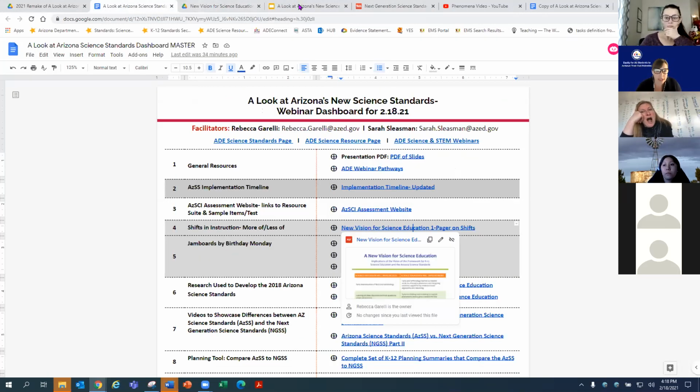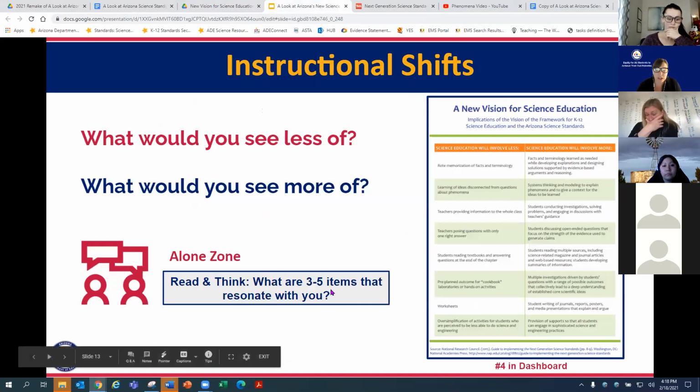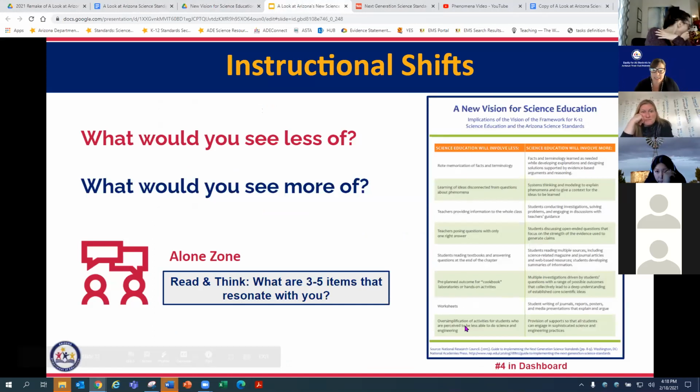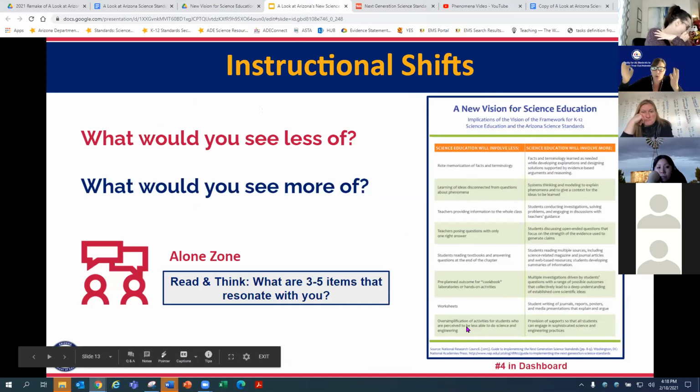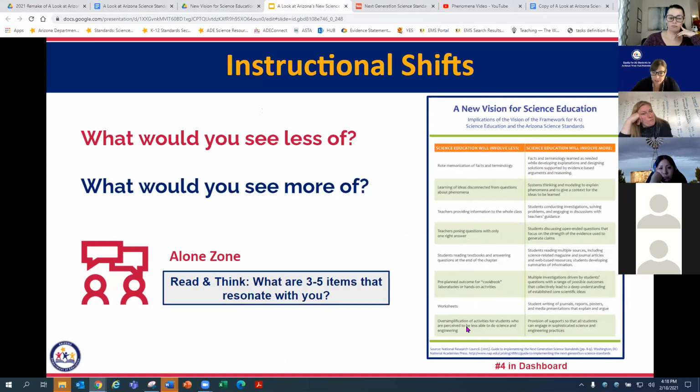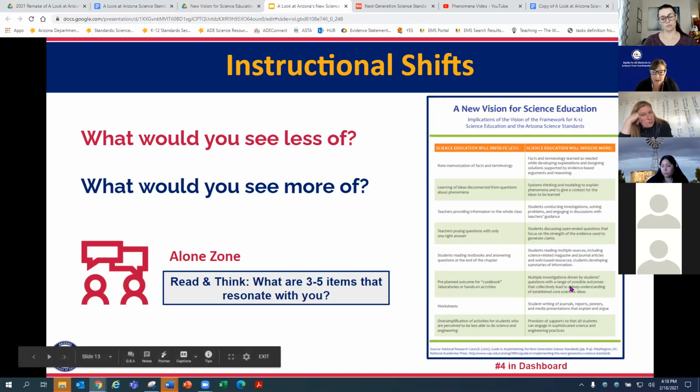After that, as you read this, on the left-hand side of this document is the old way, the traditional way of teaching that was familiar with our 2004 standards. So that's what we're getting away from. And then what are we moving towards? The right side is really where we are moving towards.